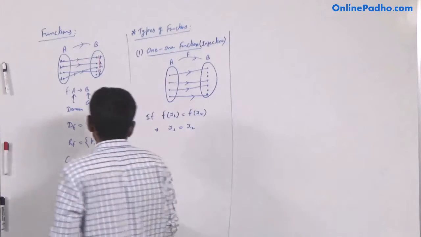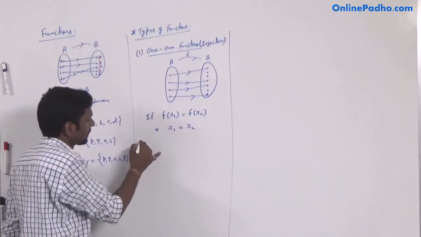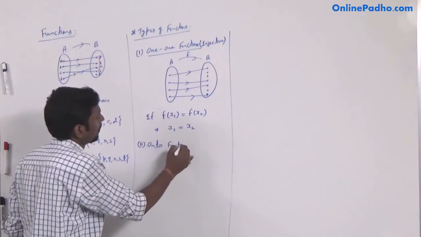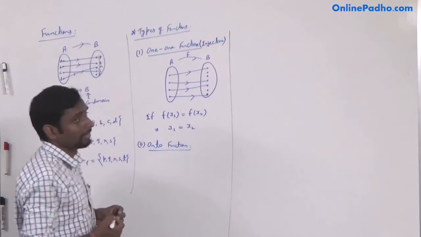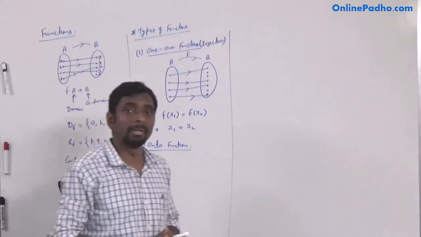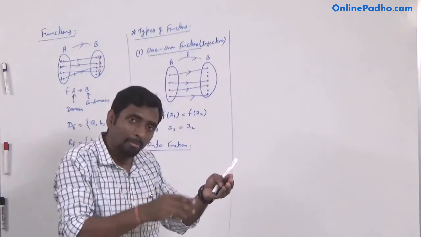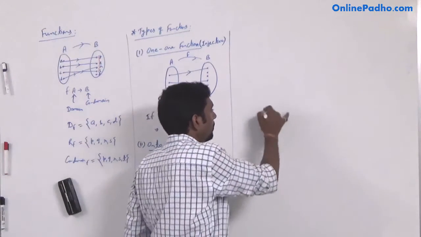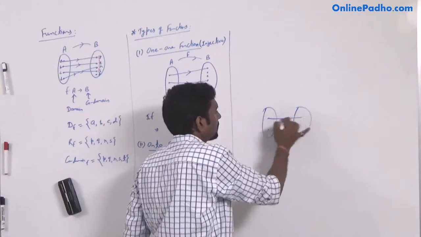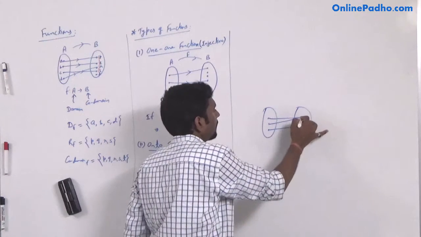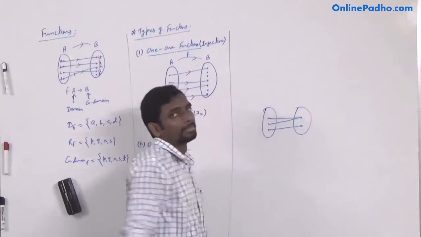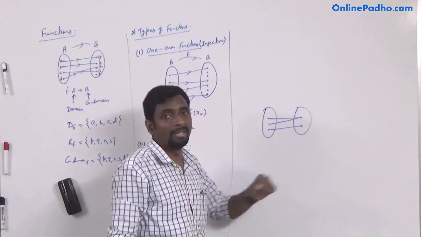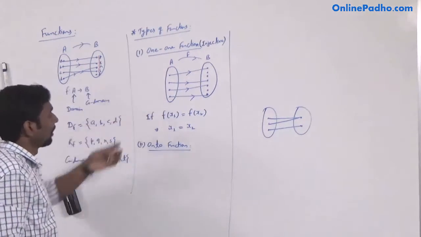What do we mean by onto function? Let us discuss the onto function. No need to discuss many-one function, you know the definition. Many-one is clear from the name: more than one element having the same image in its codomain. That is called the many-one function. According to mapping, this is called the many-one function, and this function is called one-one function.